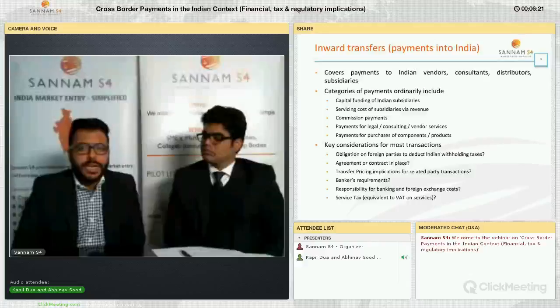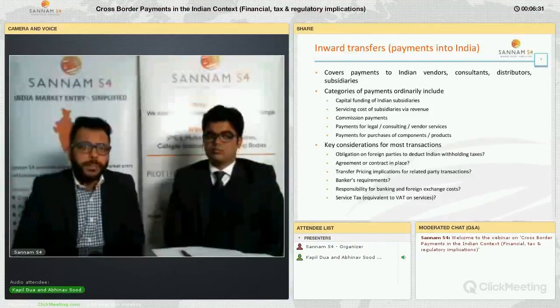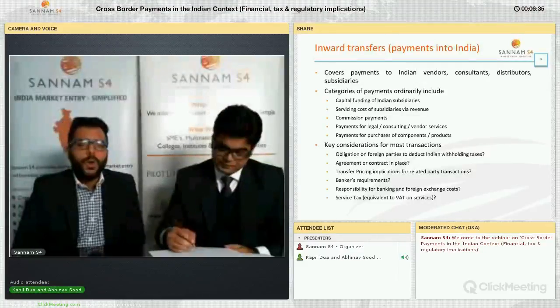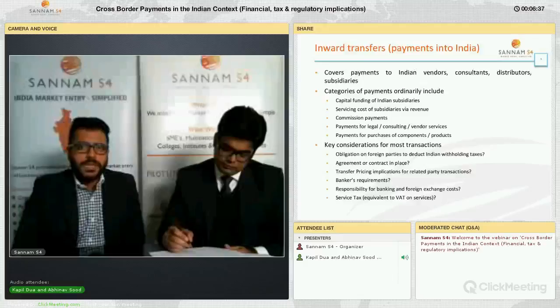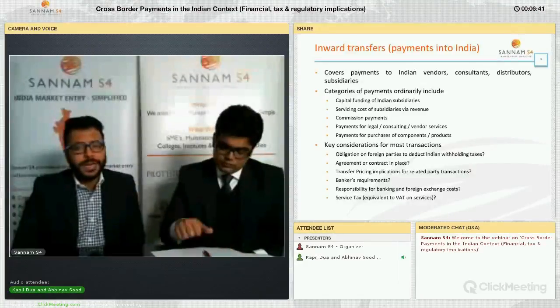What are the other documentation that you need when you're making payments in India? For example, agreements or contracts should be in place. That should be a proper document, so that the Indian chartered accountant and the Indian CPA would know why the payment has come to India.